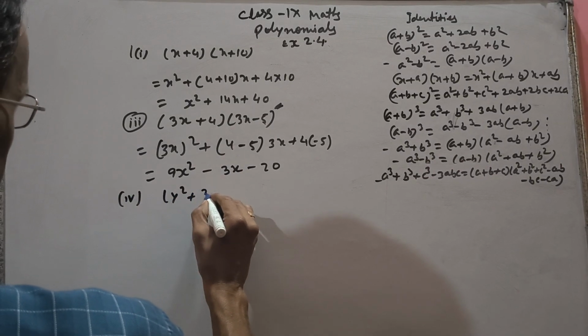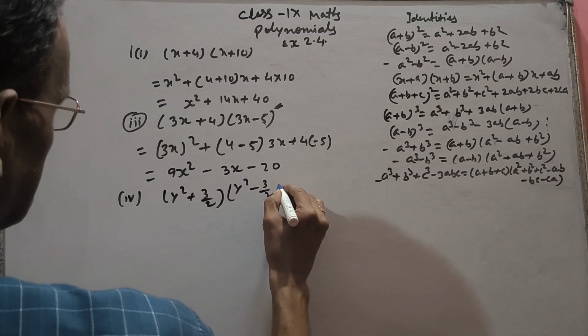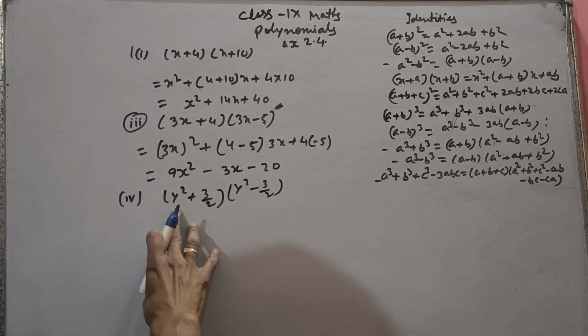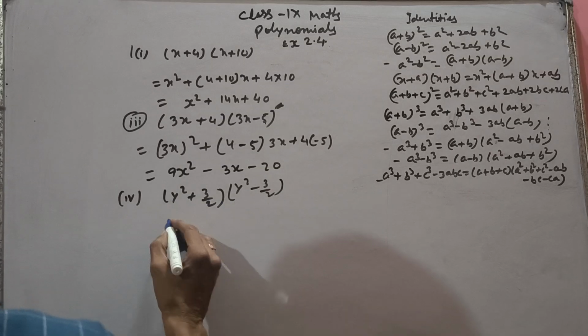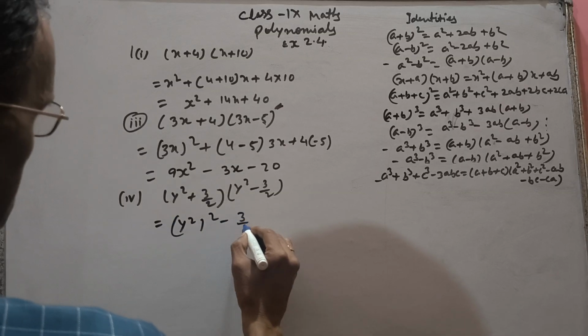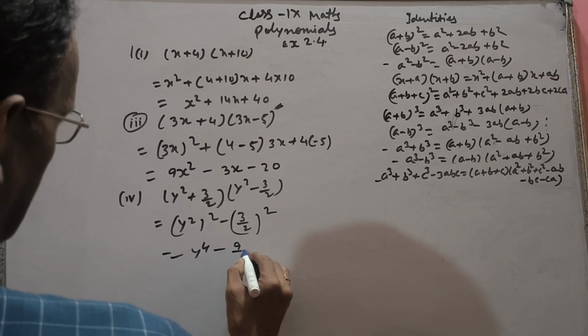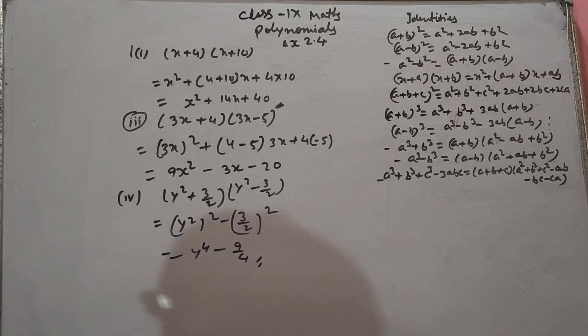(y square plus 3 by 2) into (y square minus 3 by 2) is in the form of (a plus b) into (a minus b), and we have the identity a square minus b square. So y to the power 4 minus 9 by 4 will be the answer. Same thing, number 5 can be done yourself.